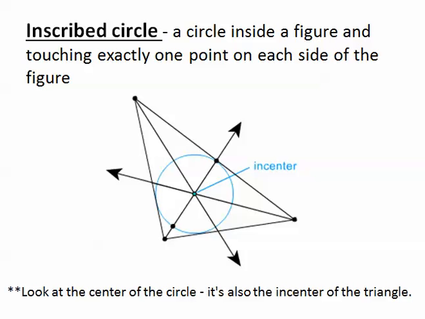Your inscribed circle comes from that. An inscribed circle is a circle inside of a figure, right now a triangle, and touching exactly one point on each side of the figure. So if I get my little tool here, right here, it's touching that side. It's touching one point of each side of the figure. It's touching that side, and there it's touching that side. You still have your incenter, but you have this inscribed circle inside. So inscribed is going to be inside.